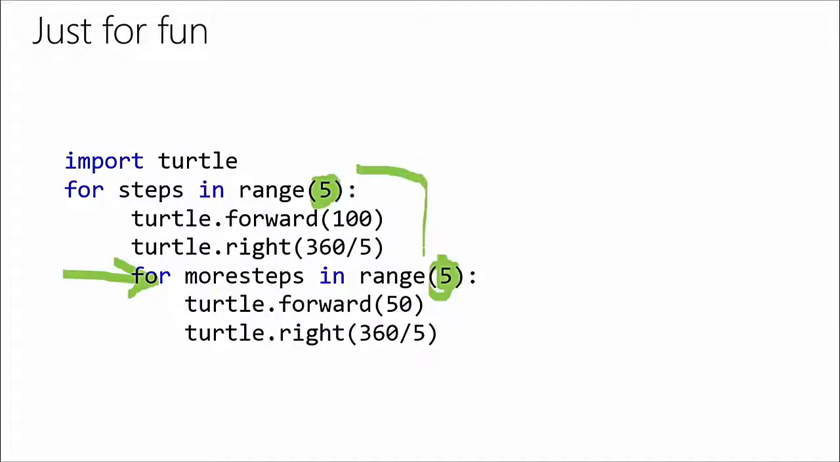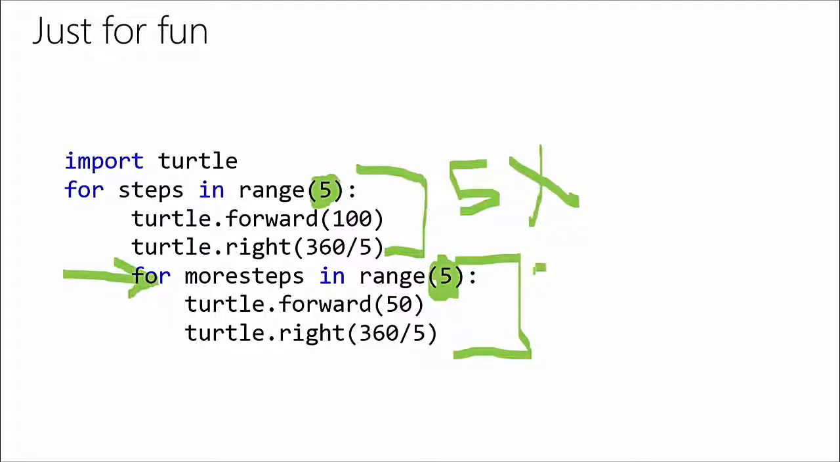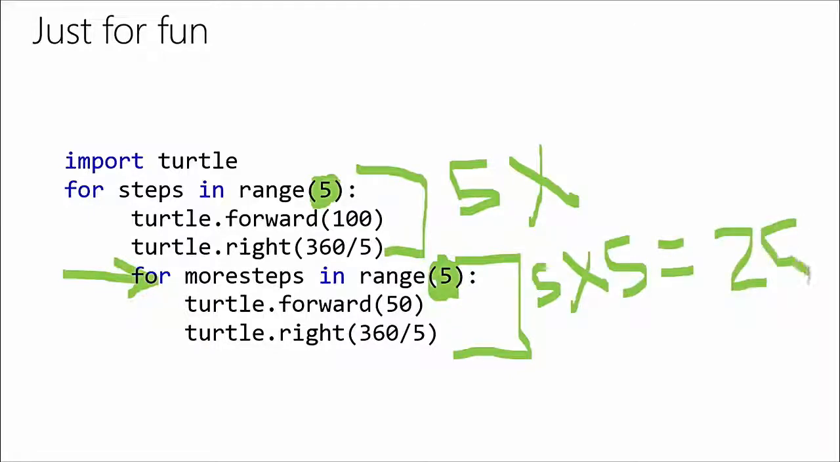So this code is going to execute 5 times. That's going to give me a pentagon. A pentagon, correct. And then this code is going to execute 5 times 5, so it's going to execute 25 times, because you figured that out. Now, what's interesting is it's doing this along the way. You'll notice I'm still moving forward 100, but I'm turning right. The angle I'm changing is 360 divided by 5.